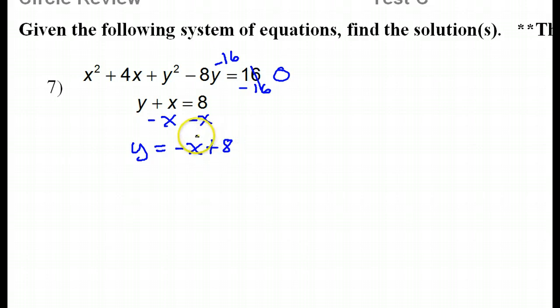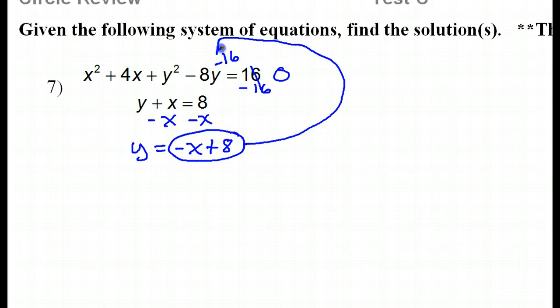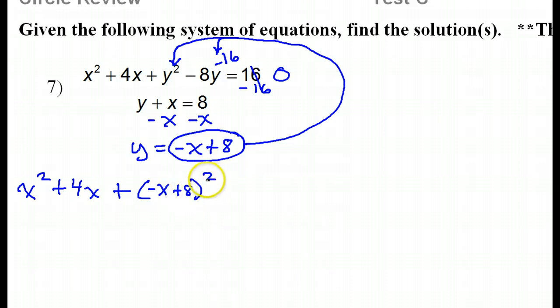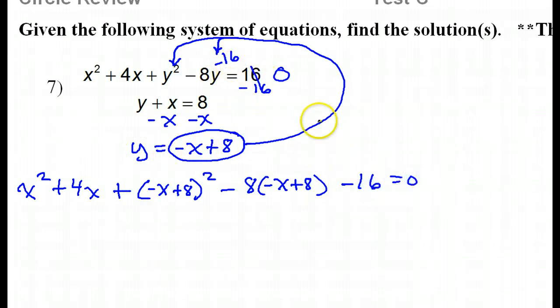Okay, so what I'm going to do is I'm going to take this and I'm going to plug it in for the y's. Okay, so this has got to go here and it has to go here. I'm going to plug it in for these two y's. So watch what happens. So I'll have x squared plus 4x plus, now here comes y squared, but instead of putting y squared, I will have negative x plus 8 squared. And then I have minus 8y. But again, instead of putting y, I'm going to put that negative x plus 8. I'm substituting for y like this. And then I have my minus 16 equals 0 that I did at the beginning.